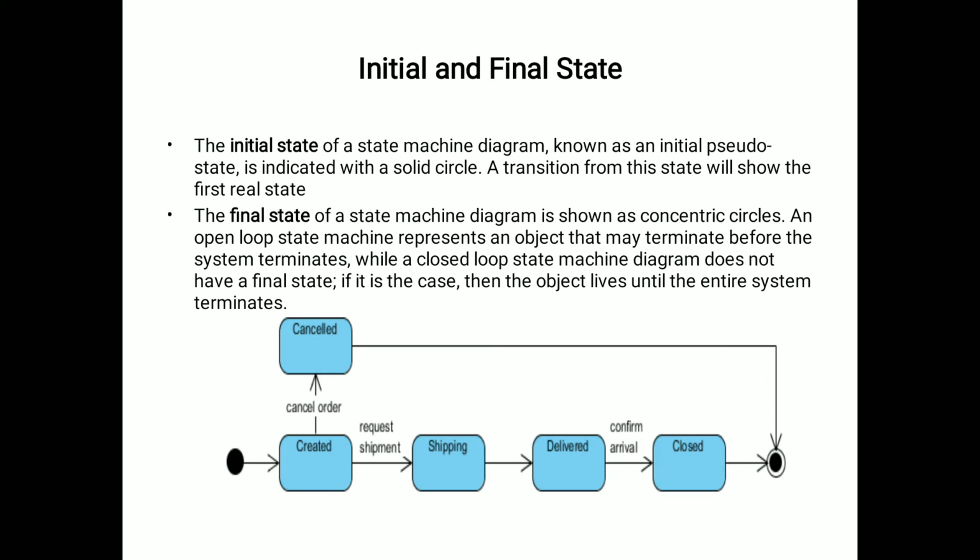Then initial and final state. Now see, this is a black circle filled. This is the initial state, and a black circle within a big circle is nothing but the final state. Now initial state in a state machine diagram is known as the initial pseudo state and is indicated with a solid circle, and final state is indicated with a circle within a circle. So inner circle is solid.